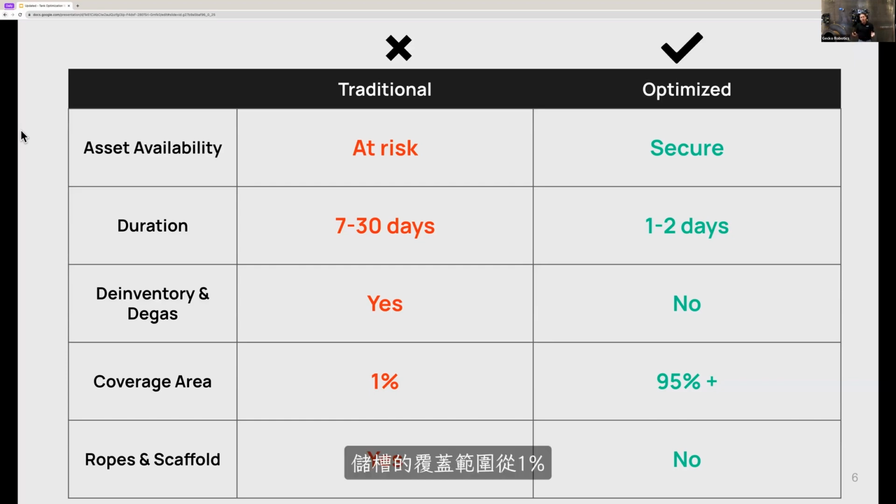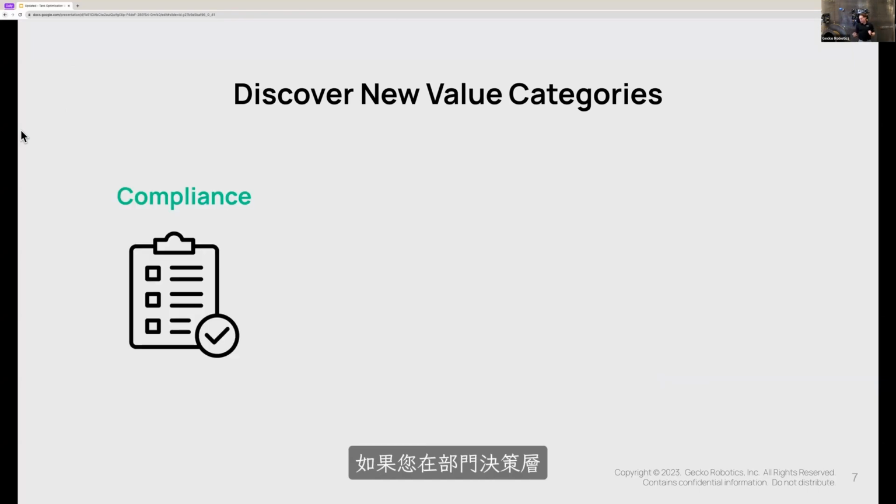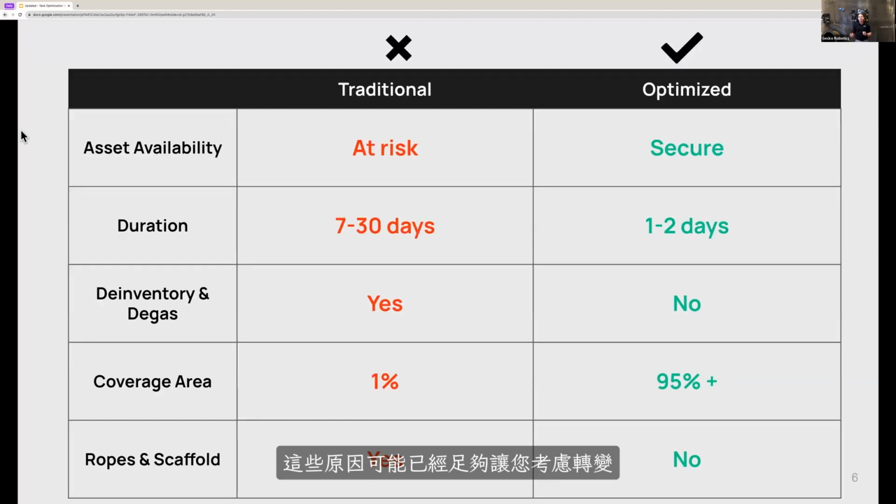The coverage area goes from 1% to very close to 100%. And then finally, we don't have to mess with the ropes and the scaffolds and all of the complications and challenges that come along with those. Now, if you're at the department level, that may be reason enough, right? Just to make this transition and have a simpler inspection or scanning process could be enough to justify this change.